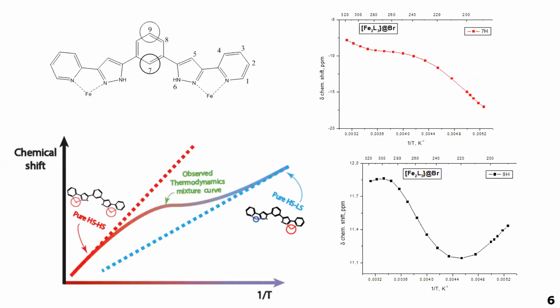This exchange is possible when the double-step spin transition is present, because in our system we have a high-spin form and also a high-spin low-spin form, and the presence of this form can also be proved from the chemical shift dependence for protons 9 and 7.